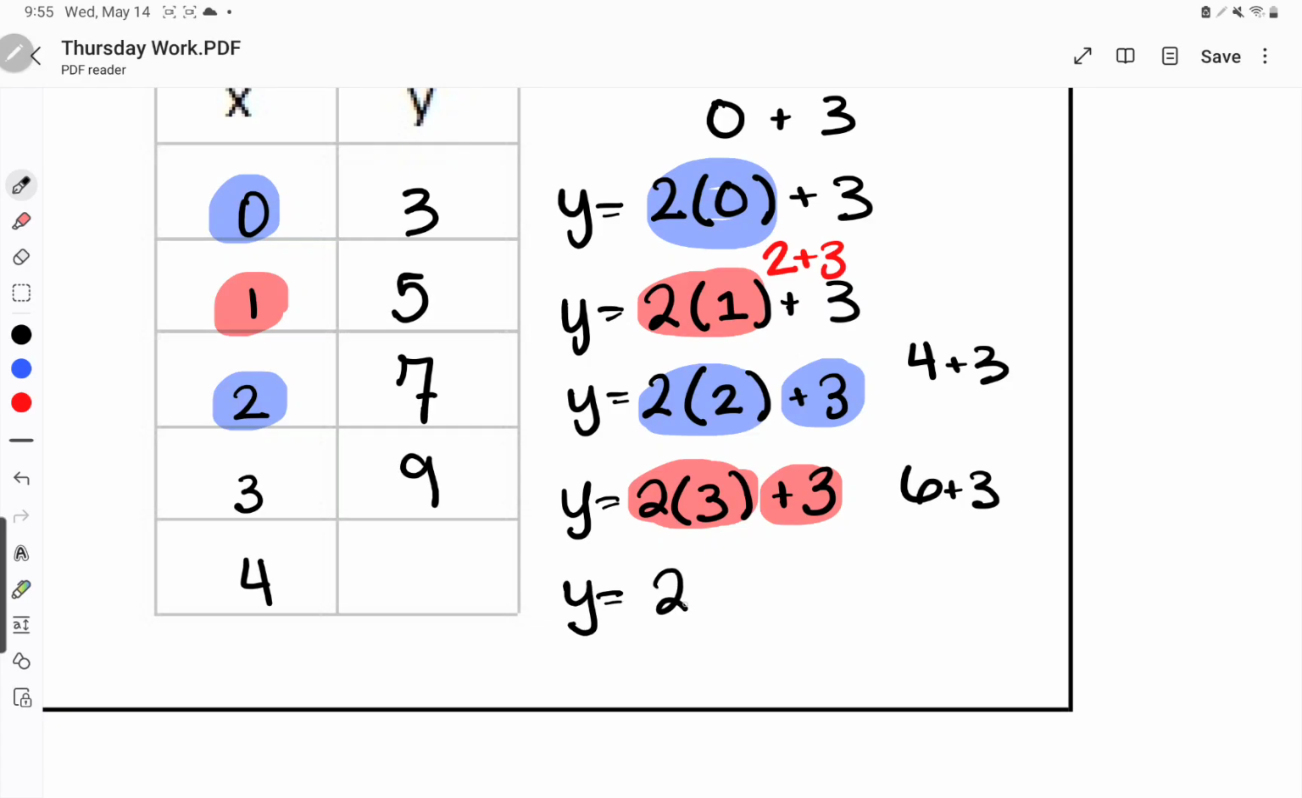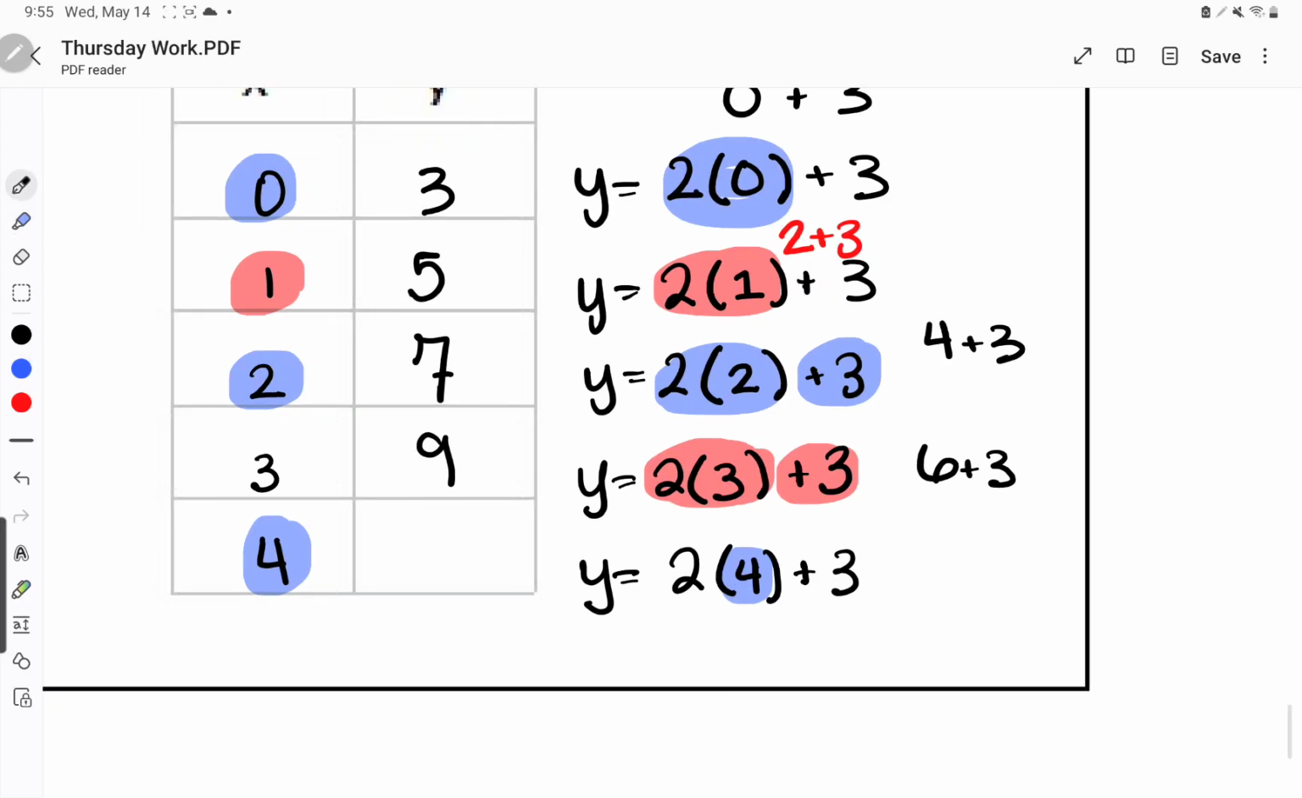Last one, 2 times my blank plus 3, because it's 2x plus 3. What goes in my blank right here? That would be 4. So I have 2 times 4, which gives me 8, plus 3, which gives me 11.